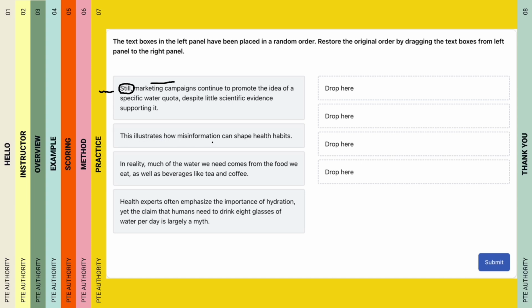'This illustrates how much information can shape health habits.' Again, this is a linking word. It's gotta need a sentence before and after it. Let's move on to the next one. 'In reality, much of the water we need comes from the food we eat as well as beverages like tea and coffee.' 'In reality' is a contrast word, so it's comparing something with this statement.